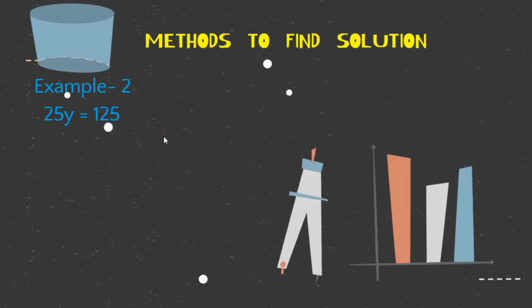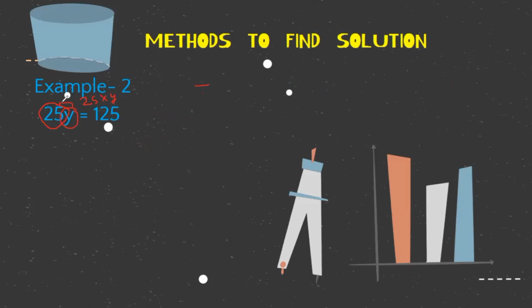Now, the next example is: given 25y is equal to 125. Now you need to find the value of this particular y. 25 is multiplied into y. Got it? And the reverse of multiplication is what? Division. If you want to cancel this 25, the same value will be divided on both sides.